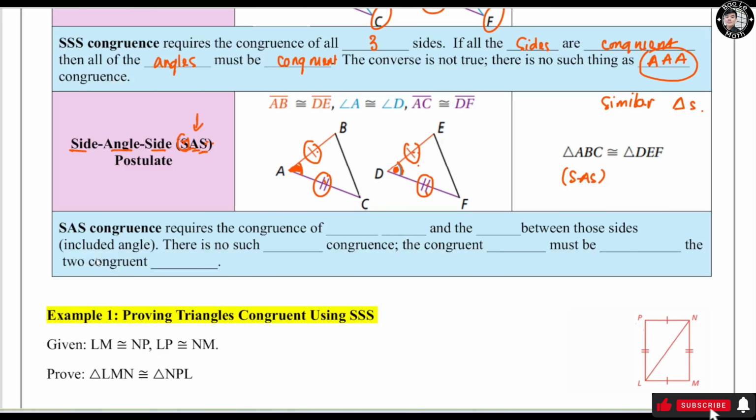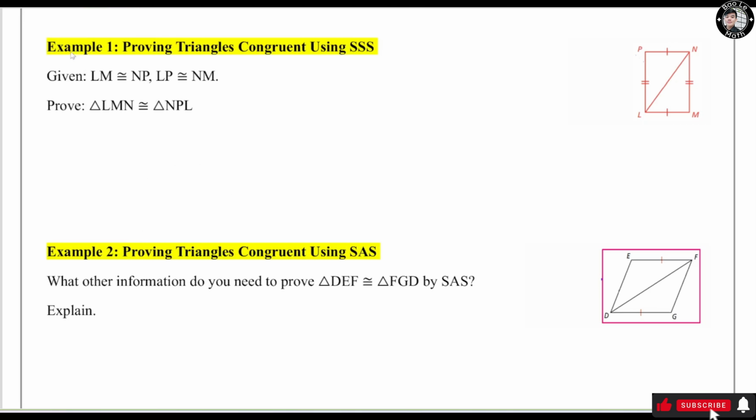right? Now, SAS congruence requires the congruence of two sides and the angle between those sides. That's called the included angle. There is no such thing as an SSA congruence, right? It must be SAS, right? The congruent angle must be between the two congruent sides. Now let's move on to example number 1.